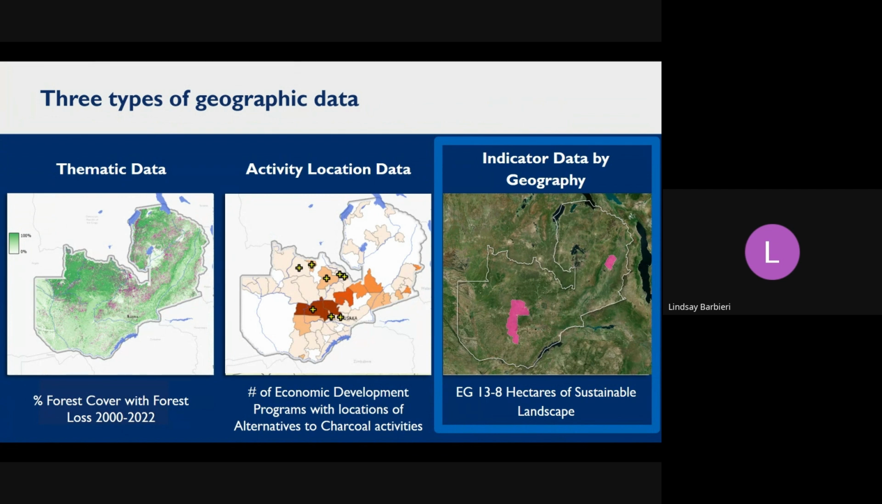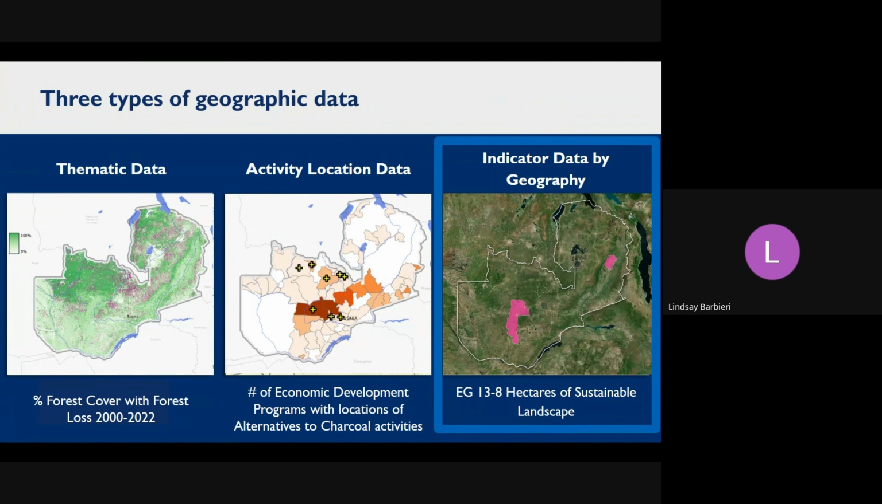And so for thematic data sets, here at USAID, often we don't actually create these data sets ourselves, but we use other thematic data sets that are out there that are produced by partners, for example, from the World Resources Institute, from other US agencies like NASA, NOAA, USGS. These are some of the main places that we get our thematic data from.